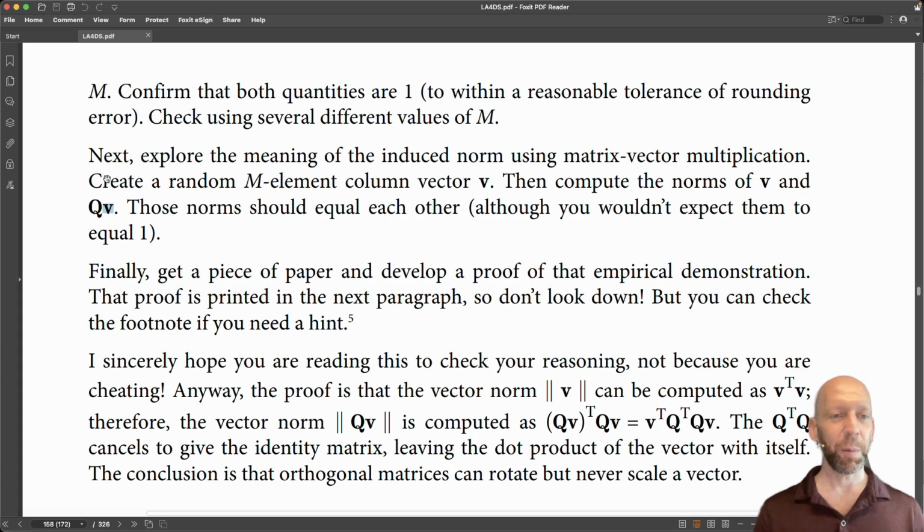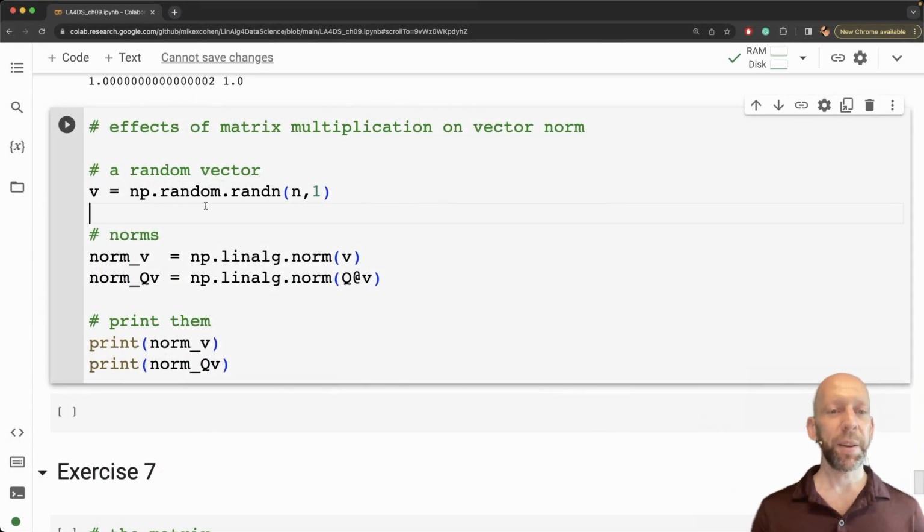Okay, so that is what we are going to do in this part of the exercise. Create some random column vector v, and of course it has to be m-dimensional because we are going to compute Qv. So compute the norm of v and Qv, and those norms should equal each other. Again, the norms are not going to be 1. The ratio of the norm between Qv and v is going to be 1.